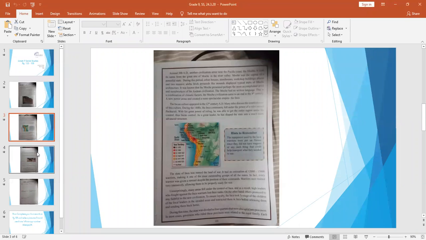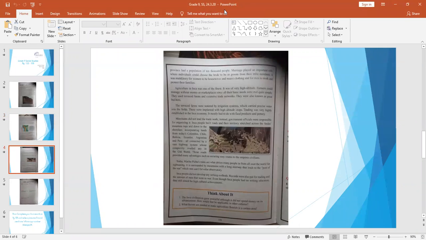Okay, so each province had a population of 10,000 people. Marriage played an important role, where individuals could choose the bride to be or groom from their tribe members. It was mandatory for women to be housewives and weave clothing for men to work and protect families. So it was compulsory for women to be housewives and to make clothing for the men.